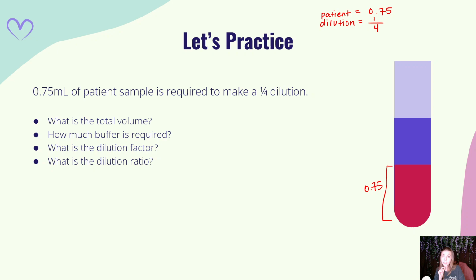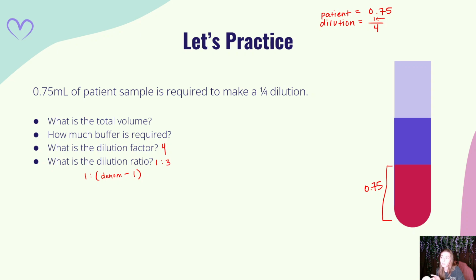First and foremost, the easiest question to answer is, what is the dilution factor? Our numerator is already 1. Phenomenal. Don't have to do any extra math. So our dilution factor is just 4. Another nice thing: when your numerator is 1 and your denominator is a whole number, your dilution ratio is just 1 to your denominator minus your numerator, which is 1. So in this instance, it's a 1 to 3 ratio.